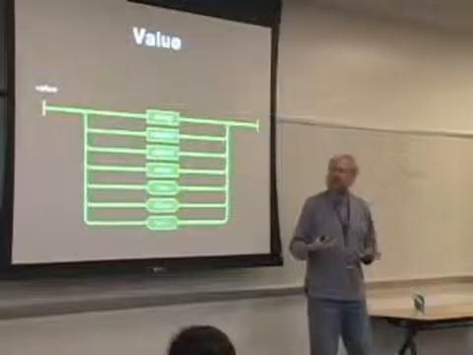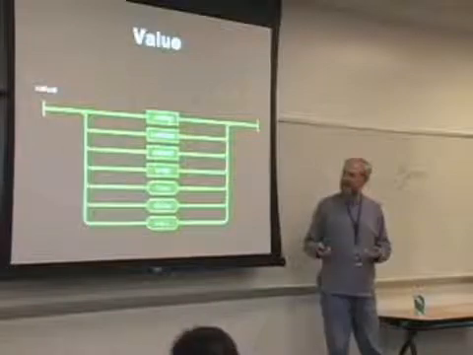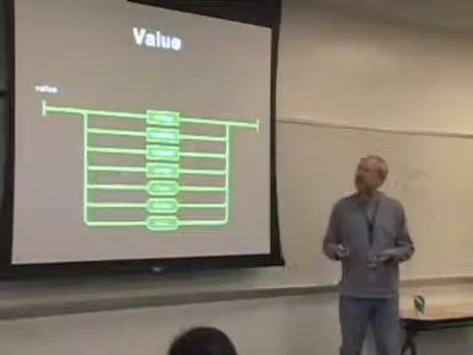These are the values in JSON: strings, numbers, objects, arrays, true, false, and null. We don't have undefined because we're trying to be language independent. We don't have NaN, again, because we're trying to be independent of any numerical representation, so we can go between lots of different languages.